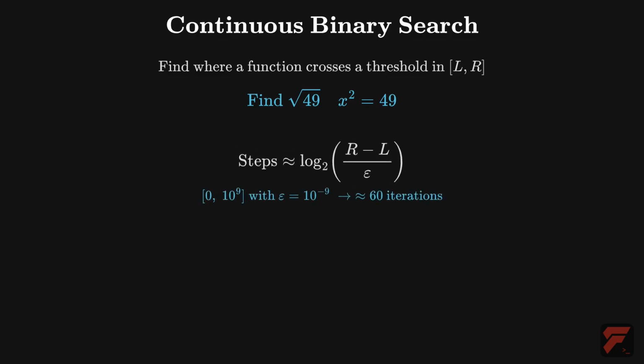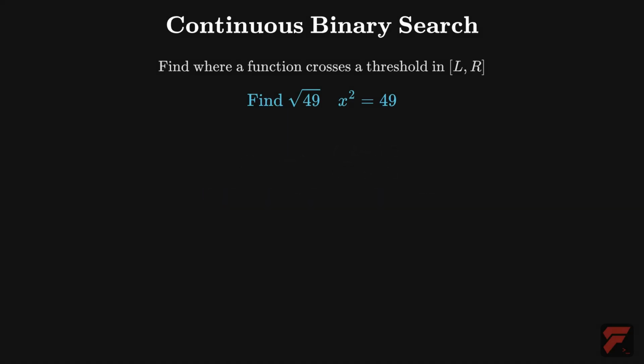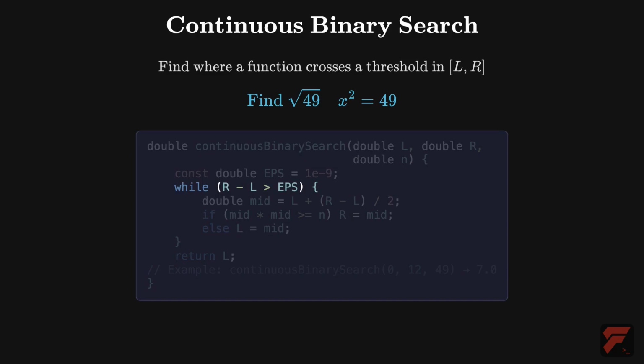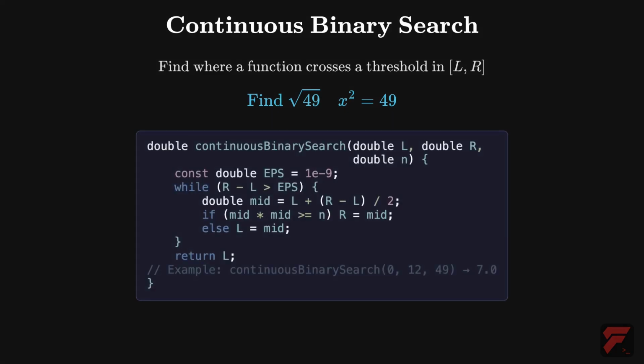How many iterations? Log base 2 of the interval divided by epsilon. For a range of 0 to a billion with a precision of 1 billionth, about 60 iterations. That's it. Here's the code. Notice no plus 1, no minus 1. Just L equals mid or R equals mid. The loop shrinks the interval until it's smaller than epsilon.